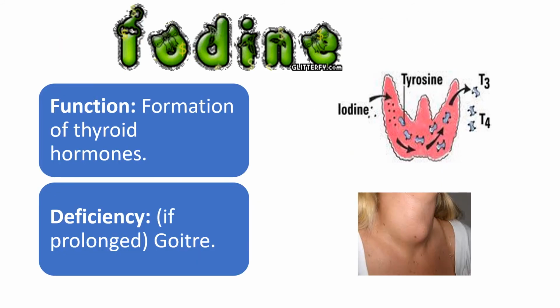Iodine is important in the formation of thyroid hormones by the thyroid gland. If there is iodine deficiency, the thyroid gland compensates by being enlarged in size. The enlargement of the thyroid gland leads to a condition called goiter. So if iodine deficiency is prolonged, it leads to goiter.